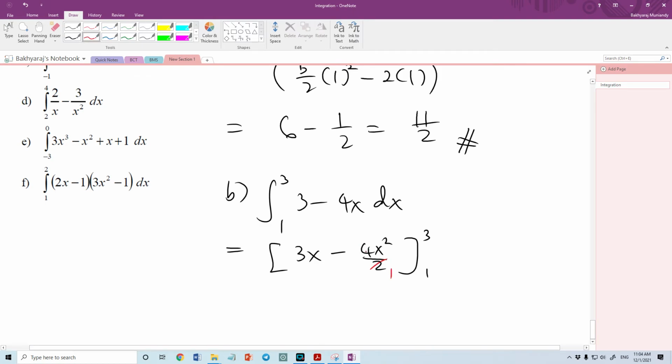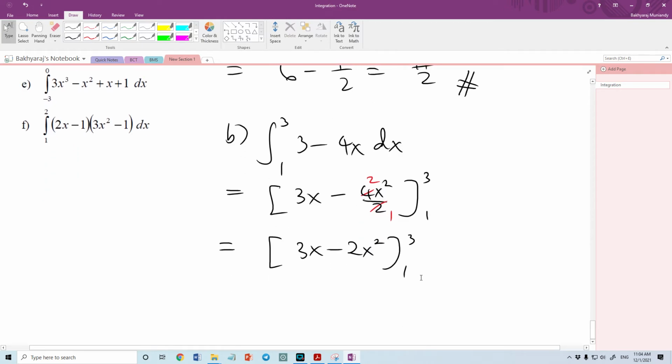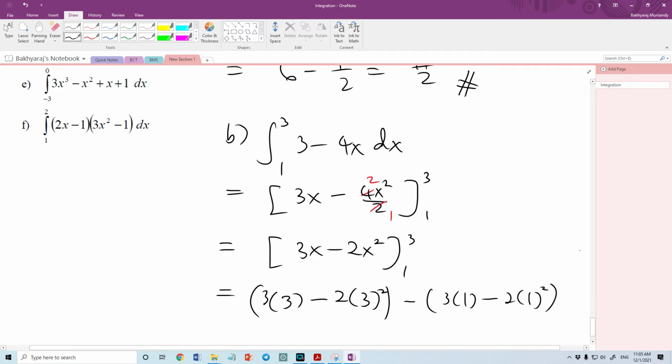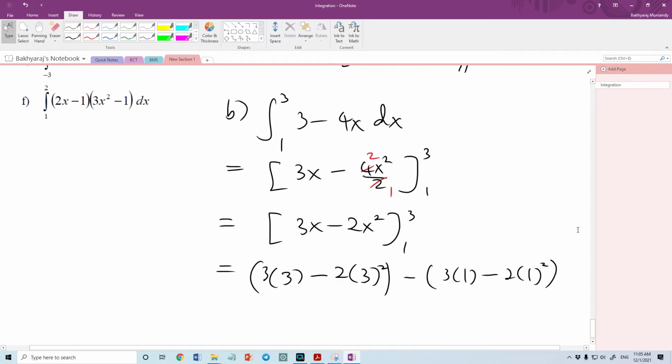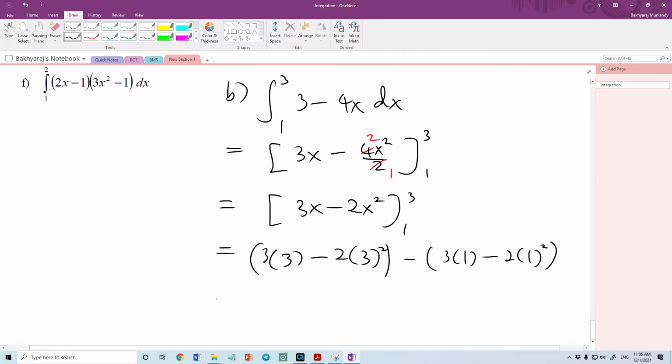So here you get 1, here you get 2, so the function becomes even simpler. 3x minus 2x square, and then the limit is 1 to 3. So substitute this, you get 3 times 3 minus 2 times 3 square, minus, and here you get 3 times 1 minus 2 times 1 square.